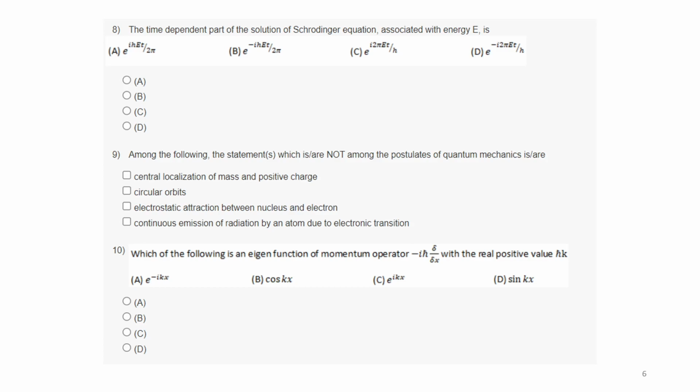So what was the answer? Which is or are. I think all four are not related to the postulates of quantum mechanics. In the corrected assignment, I think 1 and 3 is the option. This central localization and electrostatic attraction are wrong, but circular orbits and this continuous emission were given. Okay, I'll check that, because circular orbits cannot be there in quantum mechanics. Question number 9.